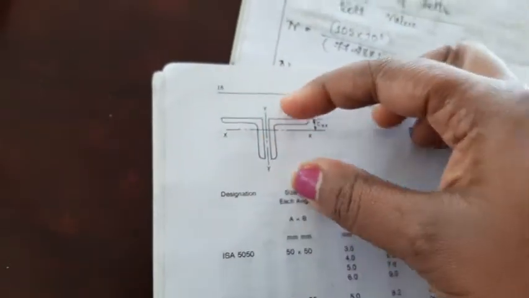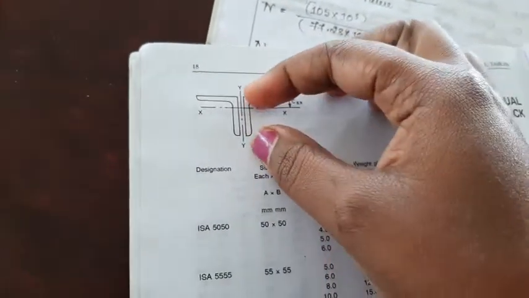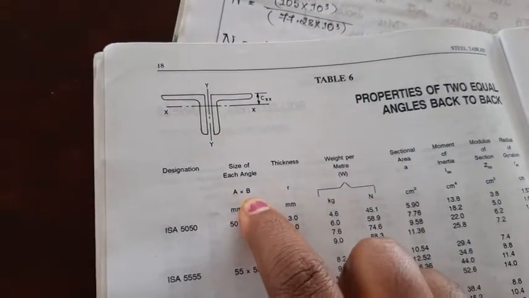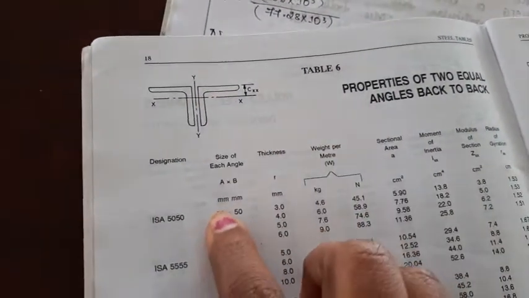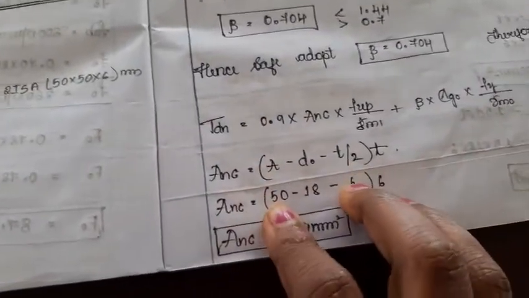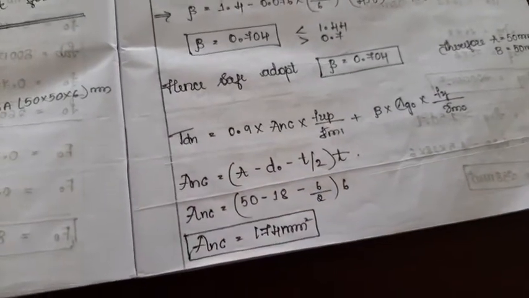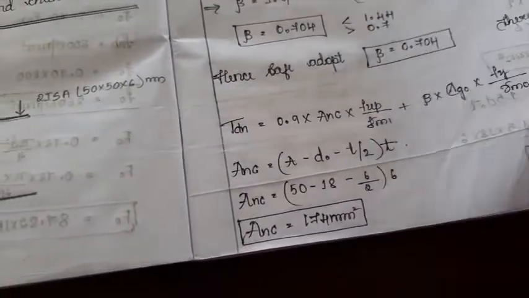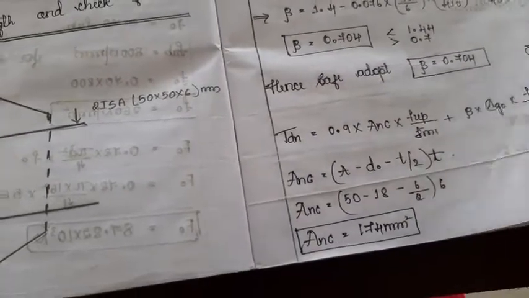In case your angle is like this, this part is 50 and this part is 50; this is your A and this is your B. The same way A is 50 and B is also 50, as you have taken over here. Substitute your values: 50 minus 18 minus 6 by 2, into 6. So your ANC value is 174 mm square.